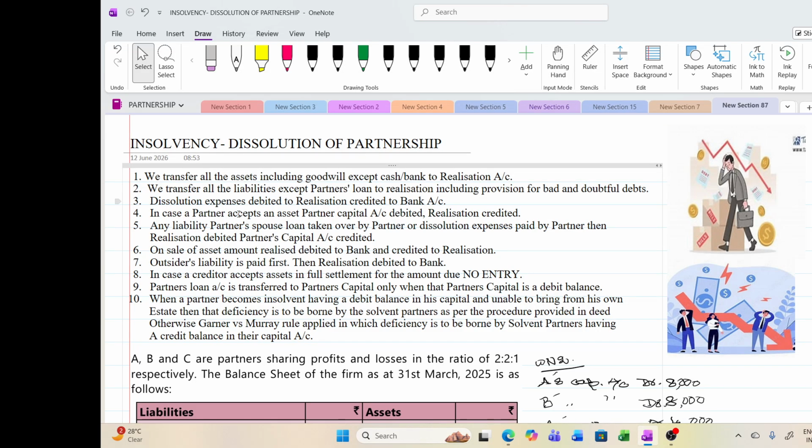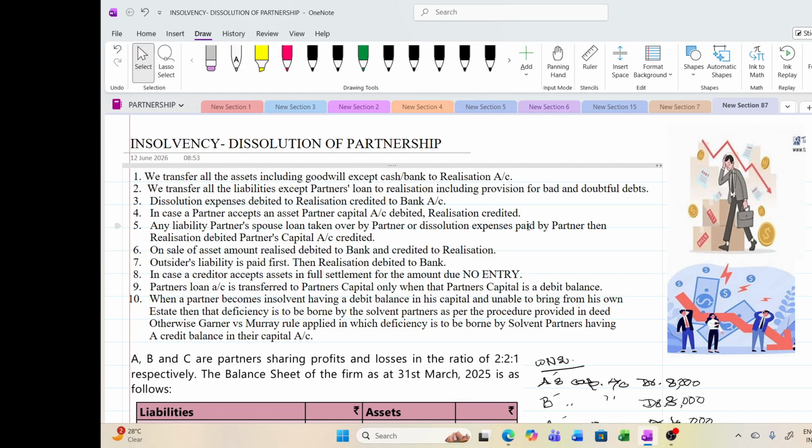Then we transfer all the liabilities except the partner's loan. That account will be separately opened and closed, including the provision for bad and doubtful debts. Dissolution expenses will get debited to realization and credited to bank account.